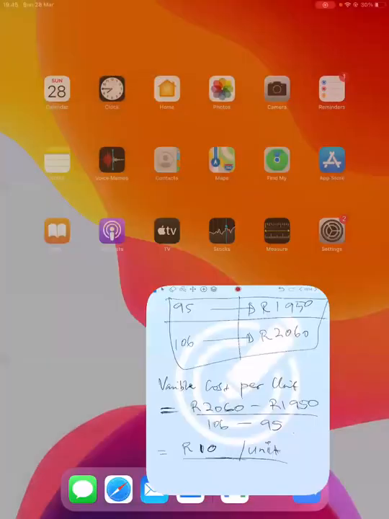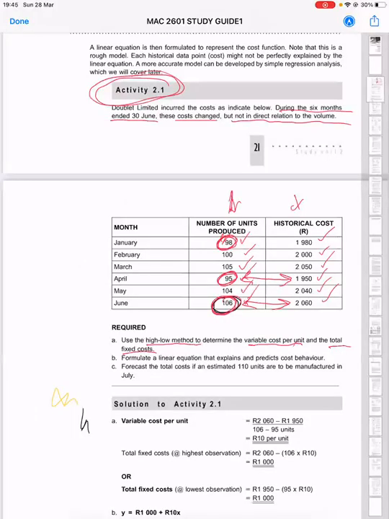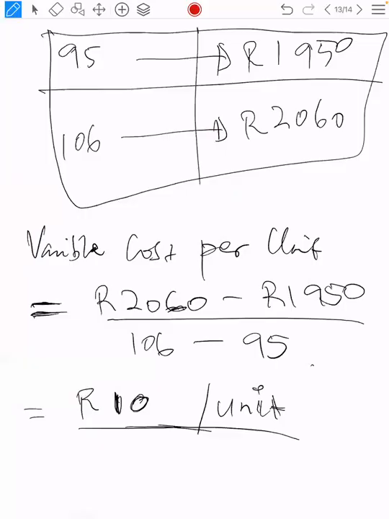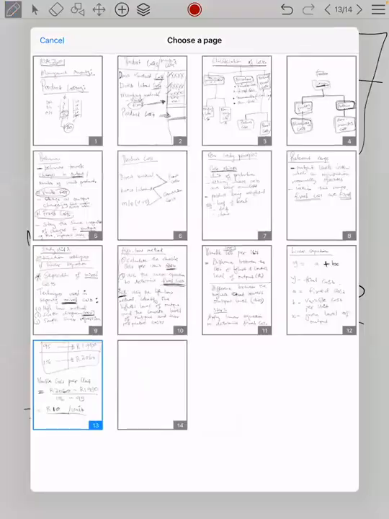All right. Now, that was the first part where they said calculate the variable cost per unit. Now we need to go and calculate our total fixed costs. For our total fixed cost, good people, we are going to use our simple linear equation, which says y is equal to a plus bx.